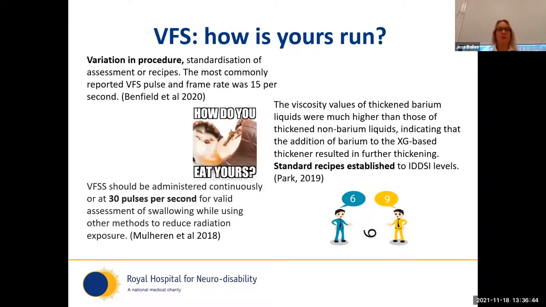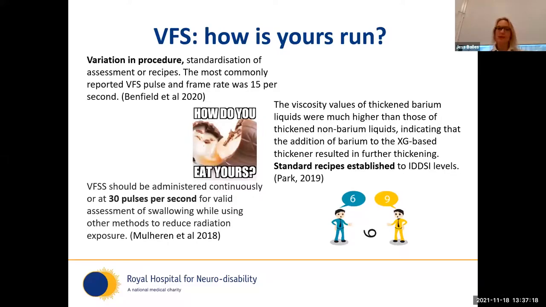Barium. So we talked a bit about the fact that barium can change the density and viscosity of the item we're giving. And there's some nice research by Park where they started to standardize the recipes for the IDDSI levels. And the survey I've put there at the top, Benfield, surveyed a lot of staff in the UK about their practices. There was a lot of variation, not a lot of standardization in things like recipes. So it's great that there's some new research coming out for that.